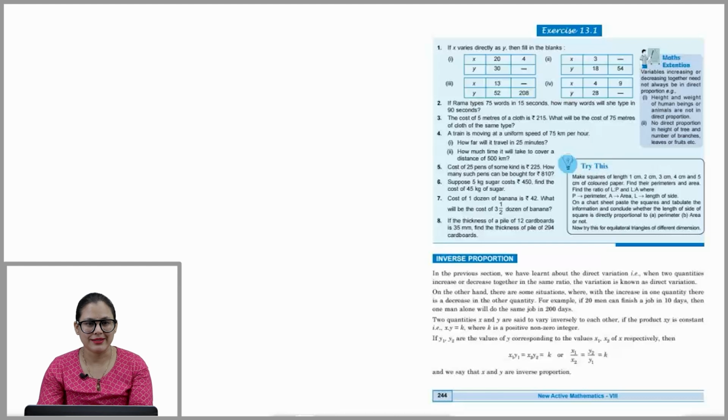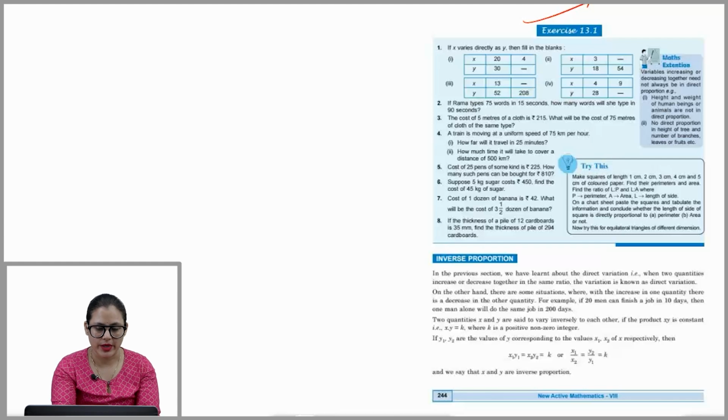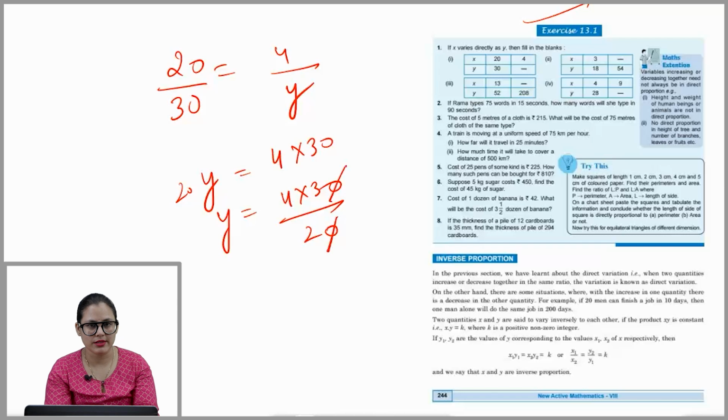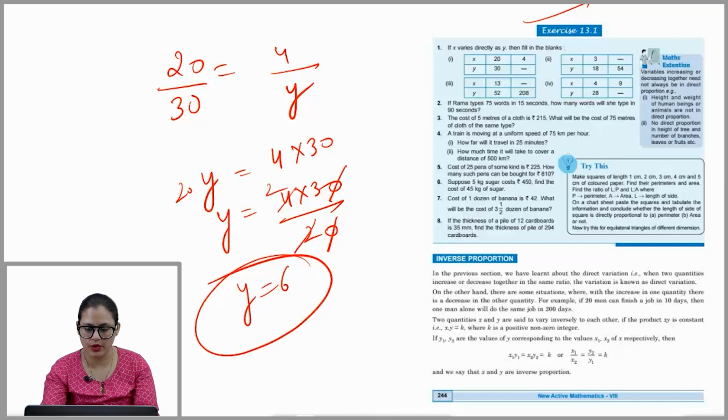Let's do exercise 13.1. If x varies directly as y, then fill in the blanks. Okay, so x and y are given. So 20 by 30 is equal to 4 by y. So 20y is equal to 4 into 30. Okay, and y is equal to 4 into 30 by 20. 0, 0 cancels, 2 2s are 4. So y is equal to 6. So the value of y is 6 here, right?